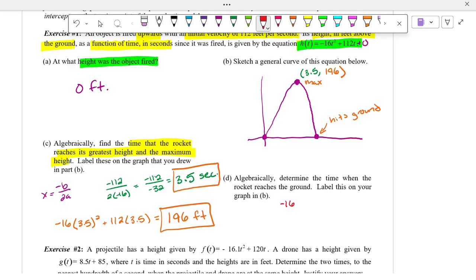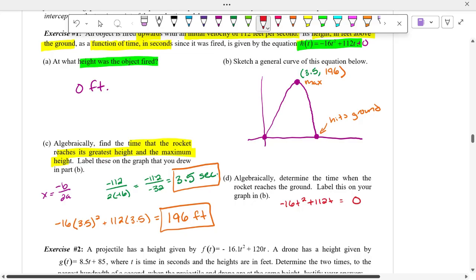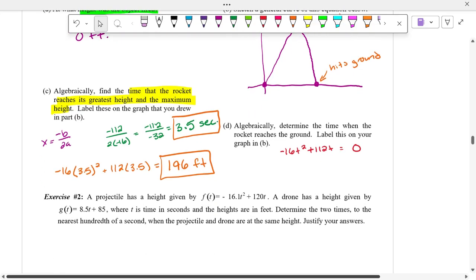So if I have negative 16t squared plus 112t is equal to 0, what can I 100% factor out? I can factor out a negative t at the very least, because remember, we want our a value positive. And then does 16 go into 112? Yes. So we can factor out the 16. So this will leave us with t minus 7 is equal to 0. So if we set both of those equal to 0 to solve, we would get t would be both 0 and 7.